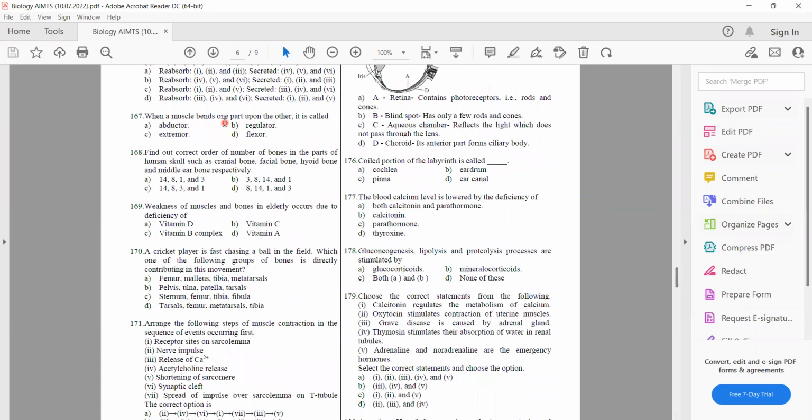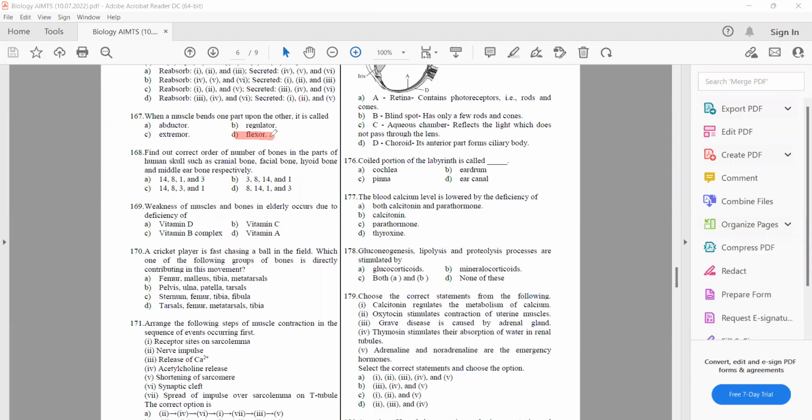(167) When a muscle bends one part upon the other, it is called. So we call it as flexor. For an example, when we talk about our hand, especially you can see forearm is there. So when we talk about the flexor movement, this is responsible for bringing the forearm towards the upper arm.